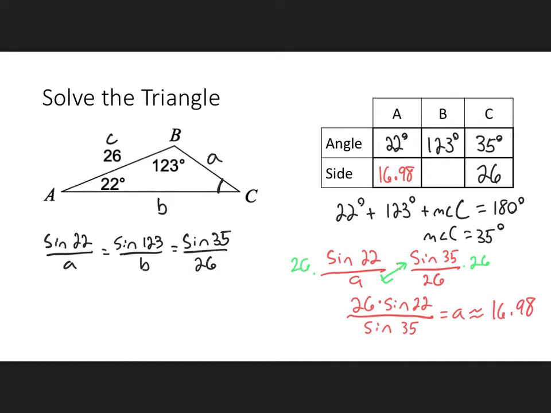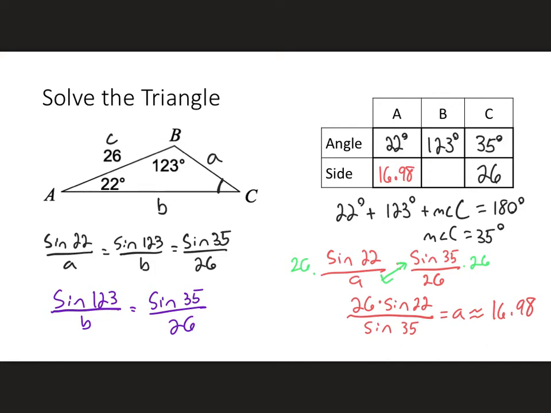And in order to find B, I'm going to use sine C divided by 26, sine of 35 divided by 26 equals sine of 123 over B. I'm not going to use the solution I just got for A because I know that's a rounded value. And if I make my proportion out of what I know of B and what I know of C, it will not be rounded values. I'll get a more accurate answer. So let me write that. So here we have the sine of 123 degrees divided by B equals the sine of 35 divided by 26.